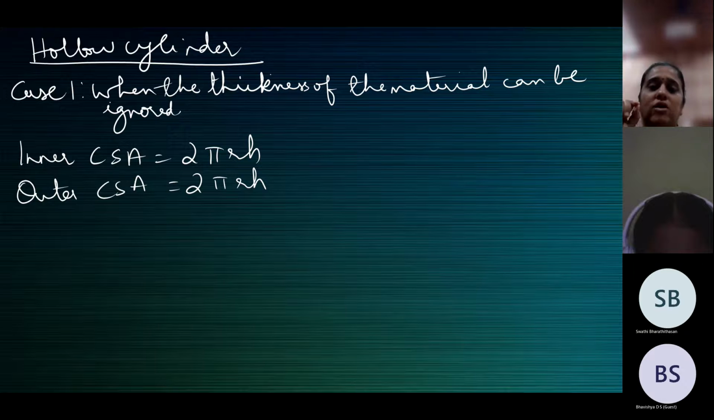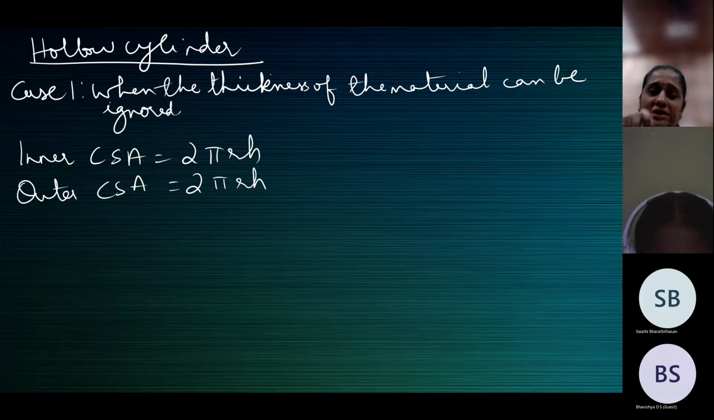So when you make a hollow cylinder using paper and you have to paint the cylinder all over, then the two surfaces that have to be painted are the inner curved surface area and the outer curved surface area. You look inside the cylinder and paint inside, then outside. These are the two surfaces that you have to paint.